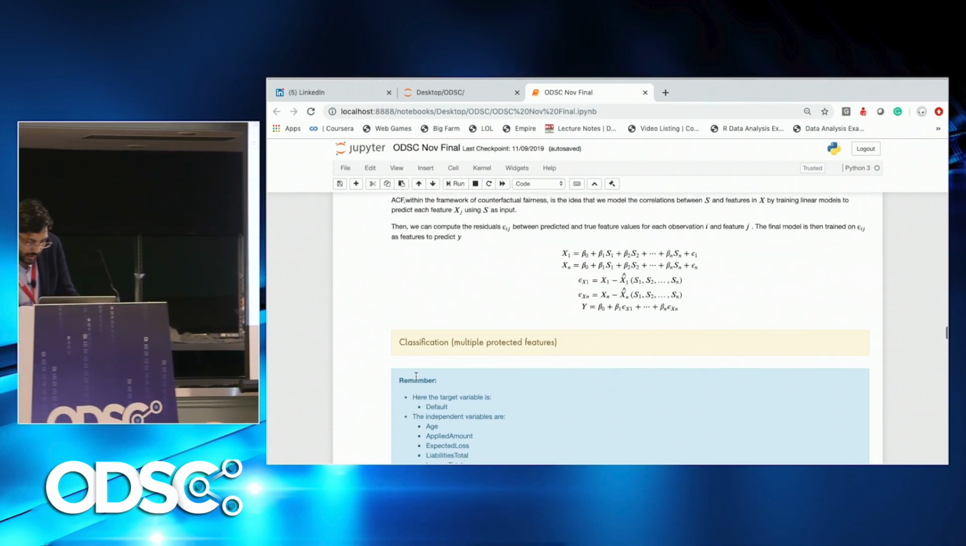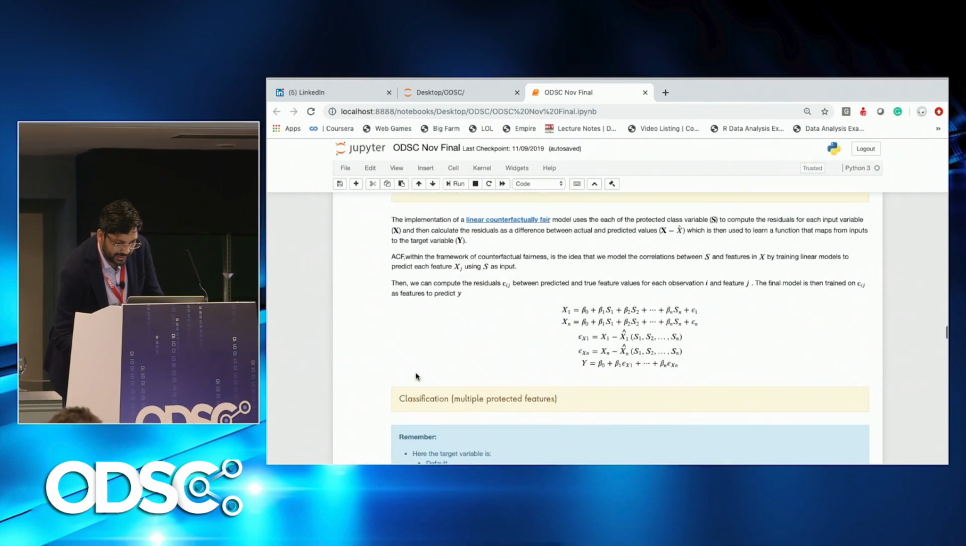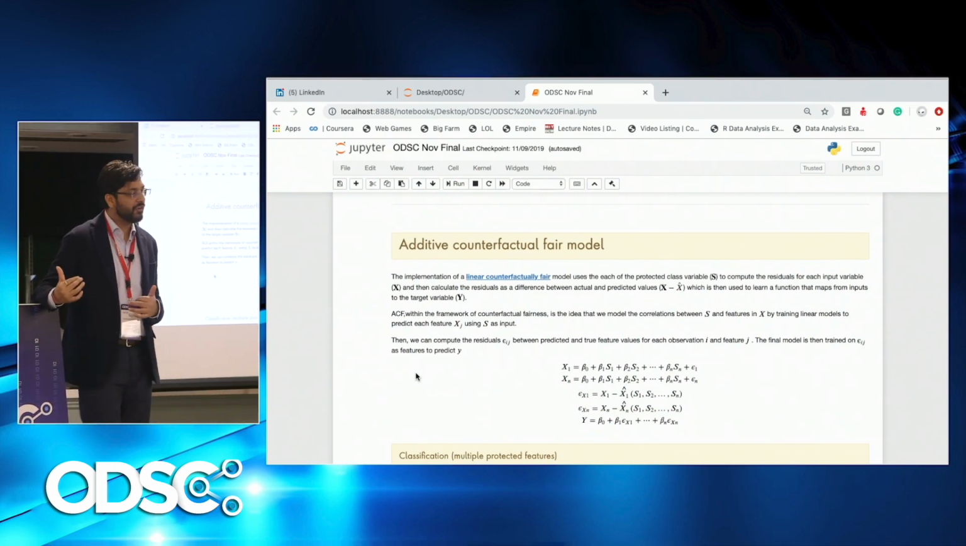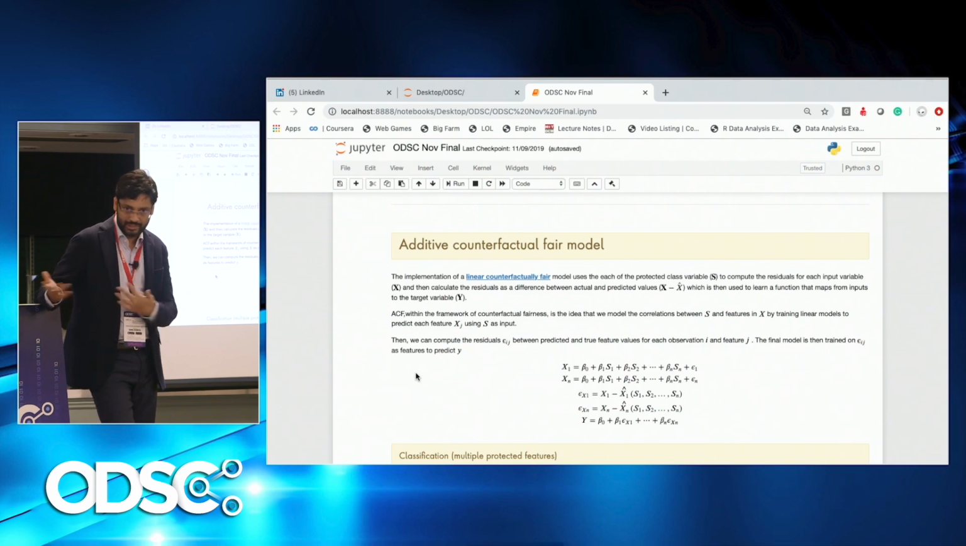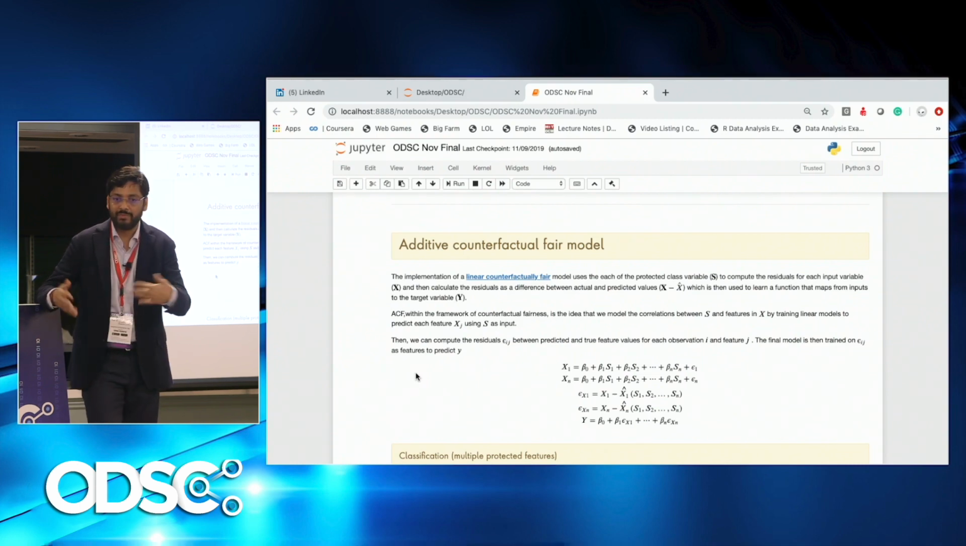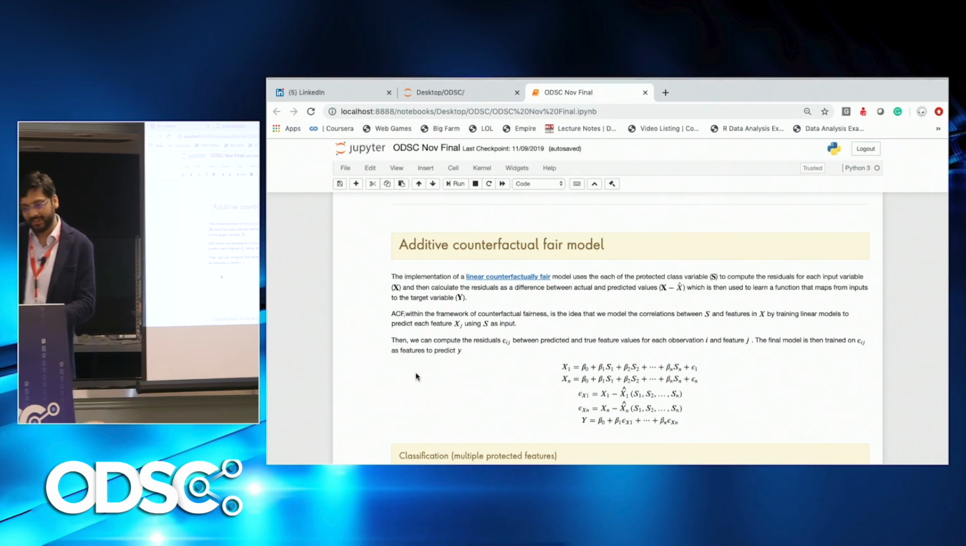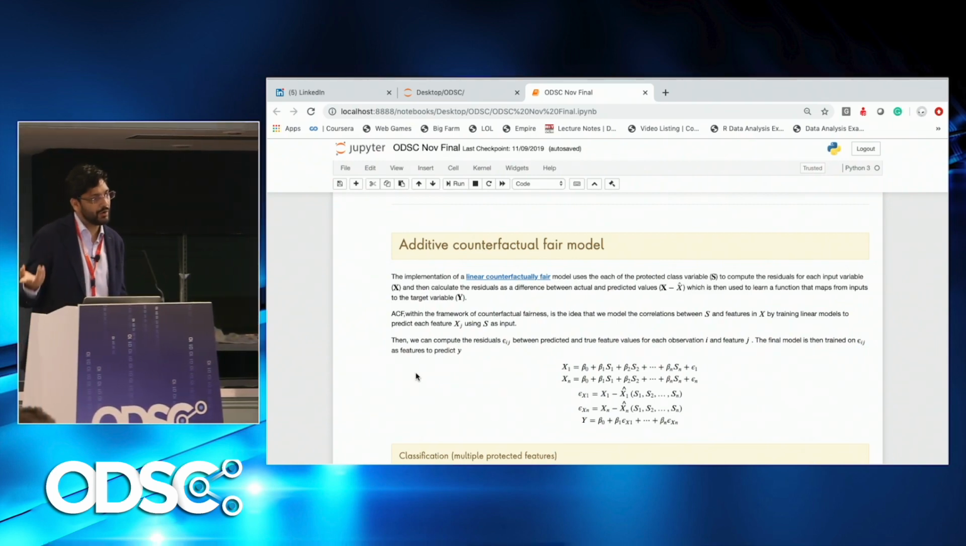Okay, now let's see this. This technique is called the additive counterfactual fair model. How many of you have heard about the counterfactual fair model? I just talked about it: everything remains the same, if I change myself from male to female, what's the output? That's counterfactual.